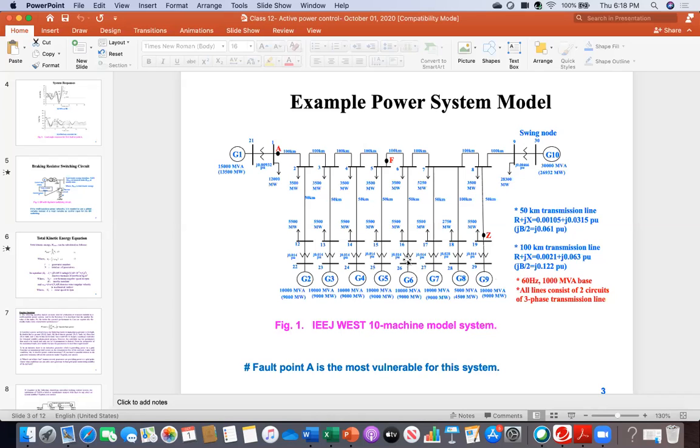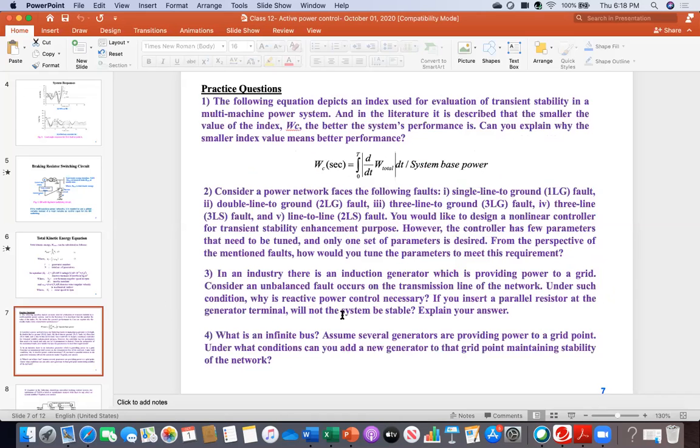So those are the conditions: their voltage should be the same, their frequency should be the same, and their phase sequence should be the same.